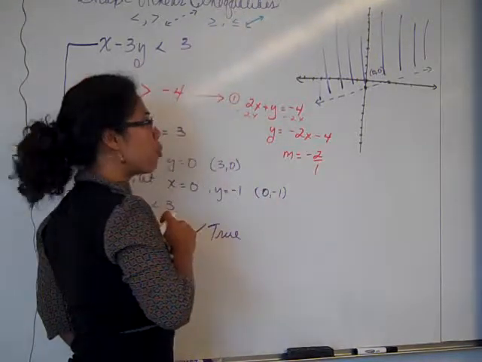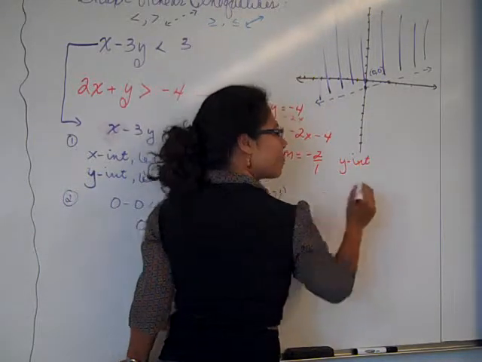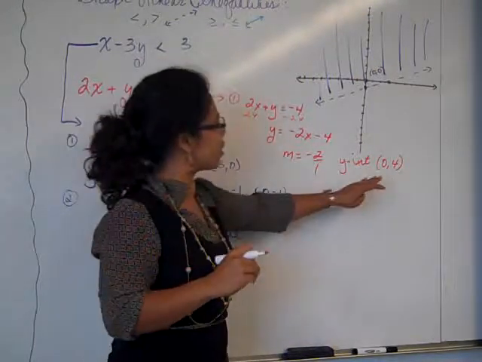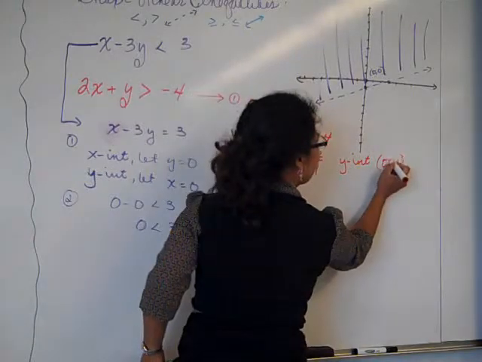Can you identify my y-intercept? 0, negative 4. The y-intercept is a point, so I have to have x and y. 0, negative 4. Thank you. Perfect.